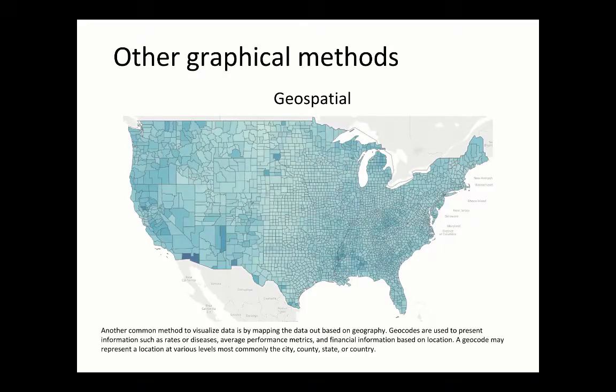Another common method to visualize data is by mapping the data out based on geography. Now, geocodes are used to present information such as rates of diseases, or average performance metrics and financial information based on location. And a geocode may represent a location at various levels. Most commonly, these levels include the city, the county, the state, or country.